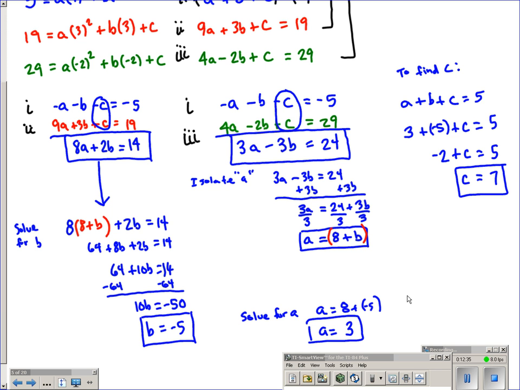Now remember, we're not solving for an ordered pair here. We're doing curve fitting. We're trying to come up with the equation of our parabola. So if we've got a equals 3, b equals negative 5, and c equals 7, we're going to substitute them back into our equation. Instead of y equals ax squared plus bx plus c, we're going to put our 3 in, our negative 5 in, and our 7 in. So the equation of that parabola should be y equals 3x squared minus 5x plus 7.